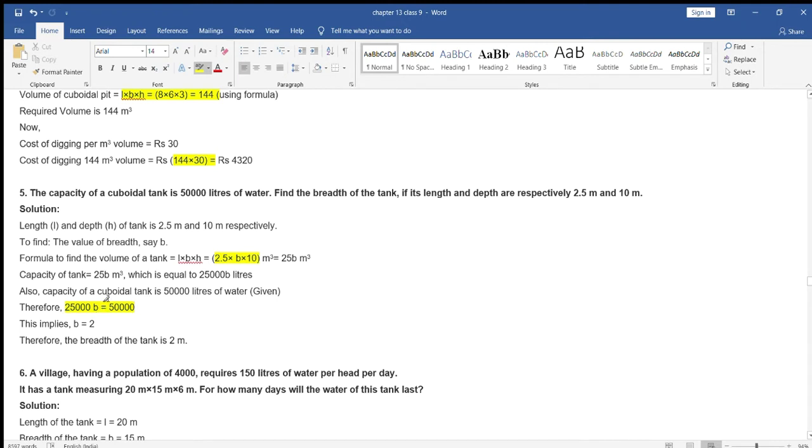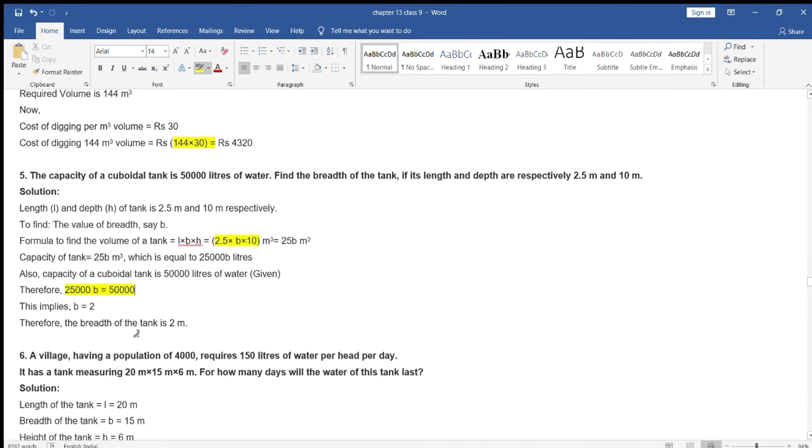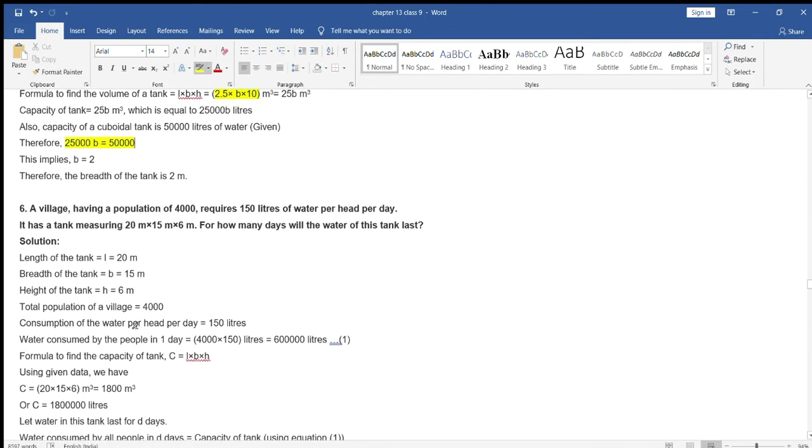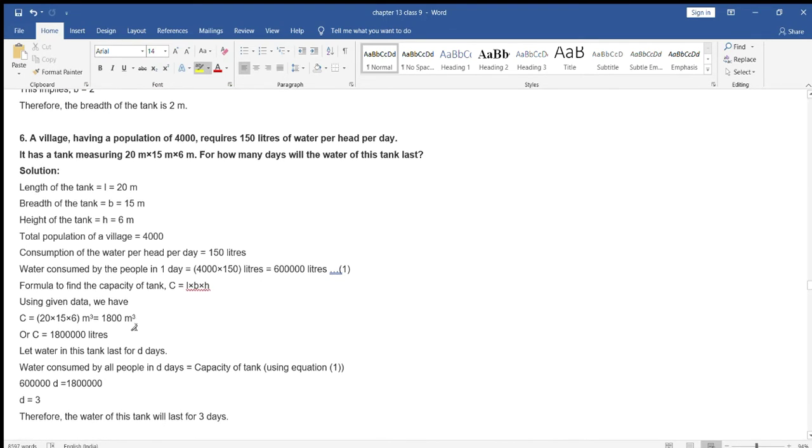Here we can interchange the position. 50,000 will be divisible by 25,000, and we can find out the breadth of the tank, that is 2 meter. Okay, now have a look at our next question, that is question number 6.